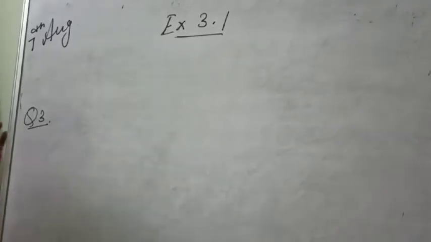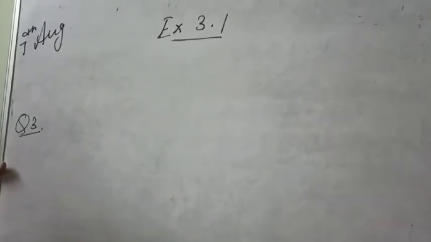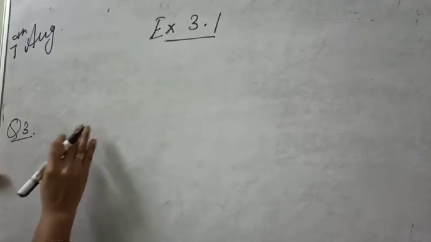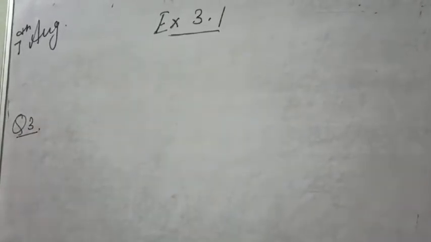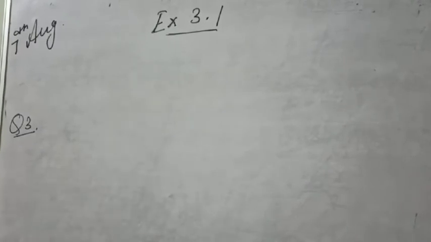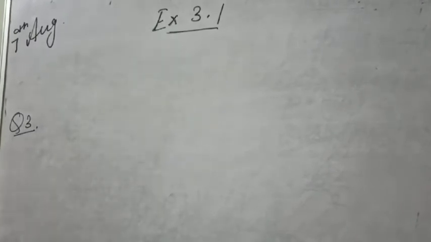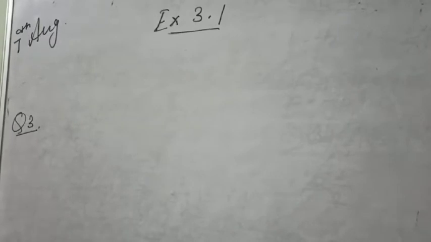Yes beta, question 1 and 2 you all might have done yesterday. So today I am starting with the new question, that is question number 3 of exercise 3.1. And the question is about what is the sum of the measure of the angles of a convex quadrilateral.